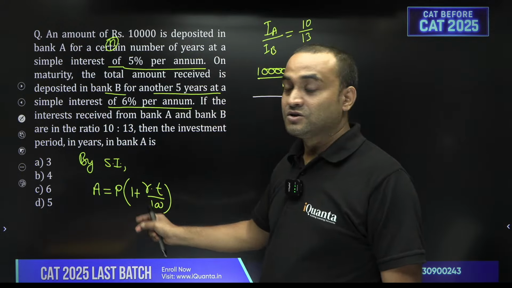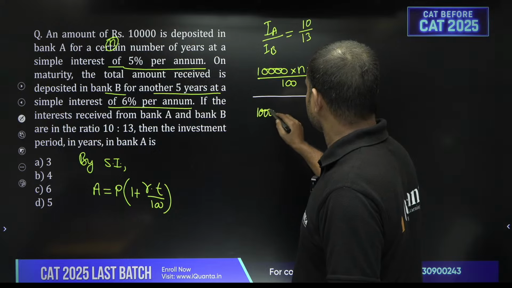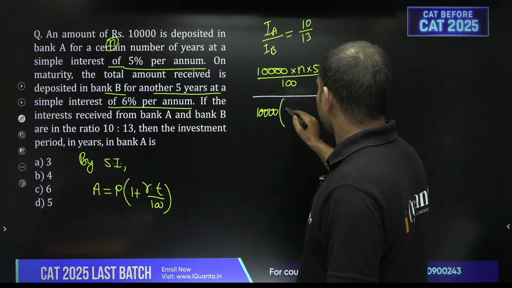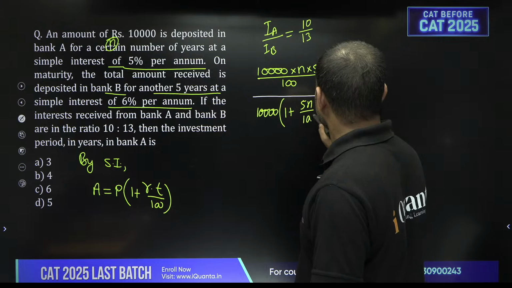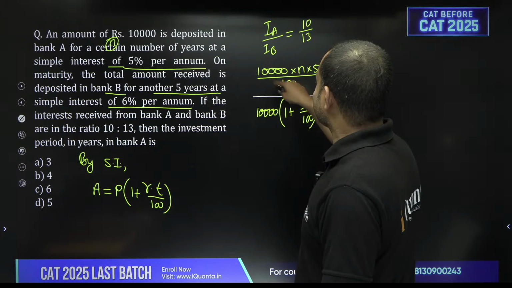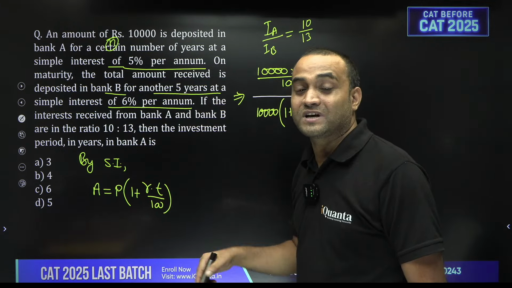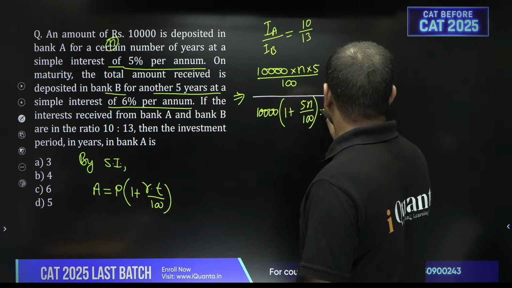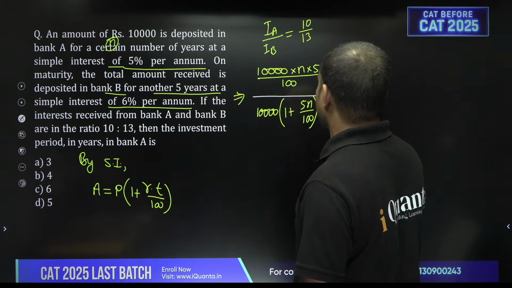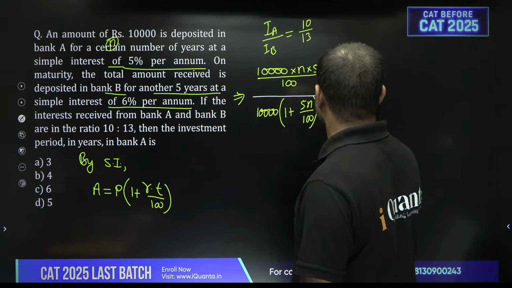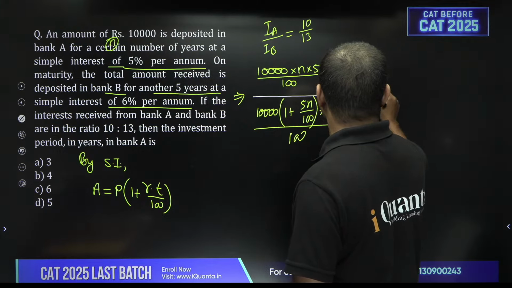What will be the total amount? We can use this. So total amount would be equal to 10,000 into 1 plus 5n upon 100. This will be the total amount. This is the interest, right? This is the interest and this will be the total amount after n years. This into, now the rate of interest is 6%, so 6, and for 5 years, 5 divided by 100. And this should be equal to 10 upon 13.